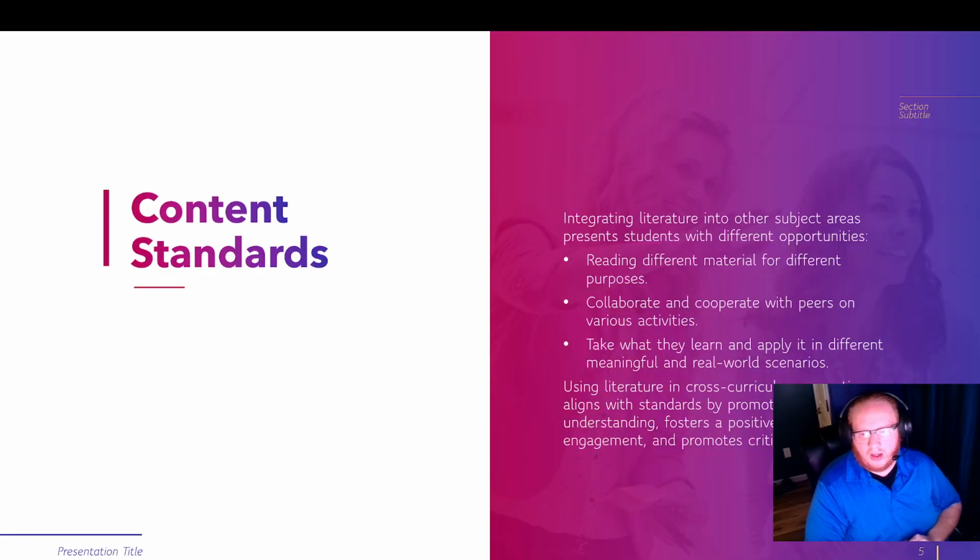Content standards. Cross curricular curriculum meets content standards for the state. Integrating literature into other subject areas allows for reading different materials for different purposes, collaborating and cooperating with peers on various assignments and activities, and taking what they've learned and applying it in different, meaningful and real world scenarios. Using literature and cross-curricular connections aligns with standards by promoting deep understanding, fosters a positive sense of engagement, and promotes critical thinking skills.